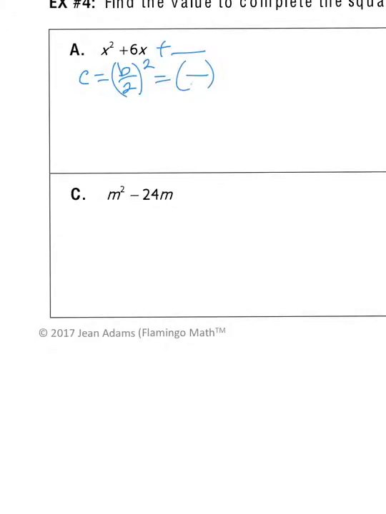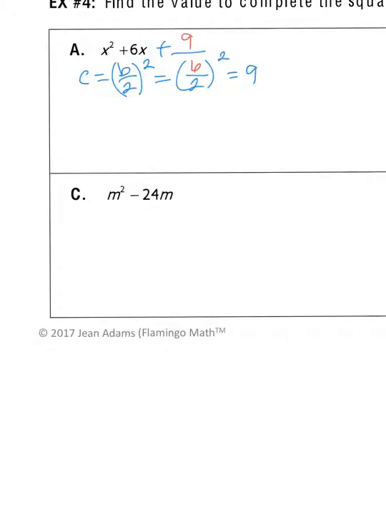So the more times you write it, the more likely you are to learn it. In this case, our b is always the coefficient of the x term. So in this case, it's going to be 6. If you're missing the x term, then it's going to be 0. So in this case, it's 6. 6 divided by 2 is 3. 3 squared is 9. So then that means that 9 will complete that square.